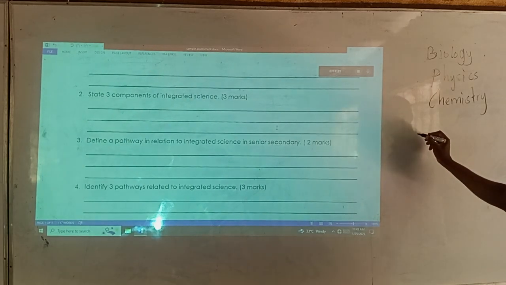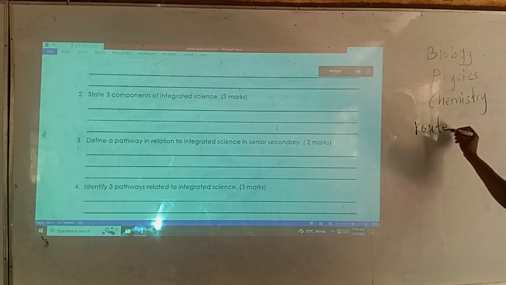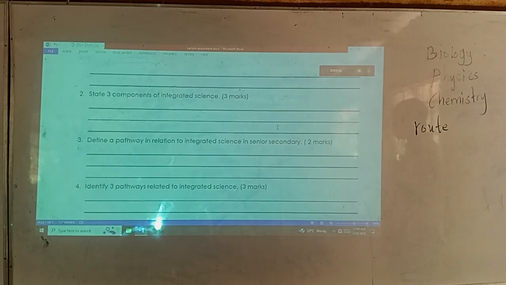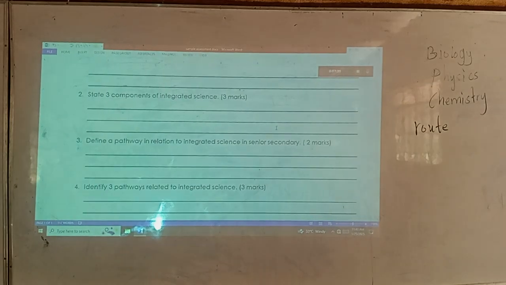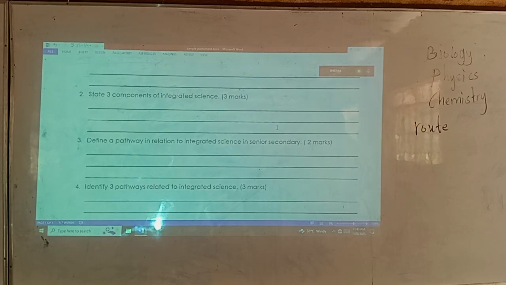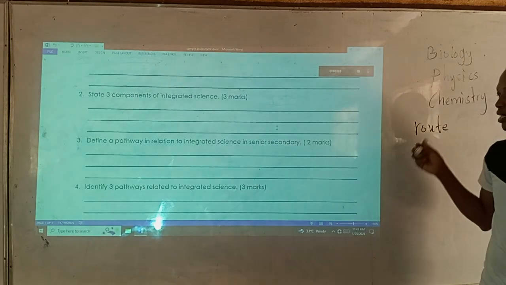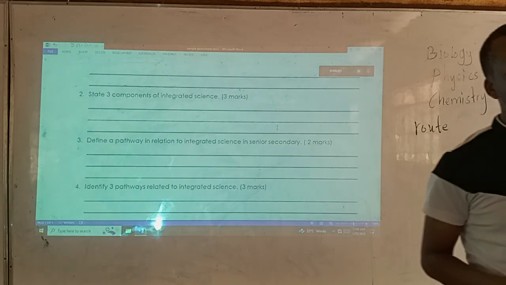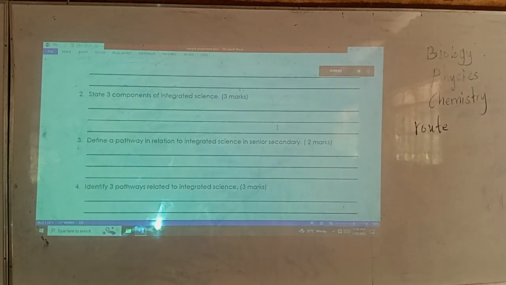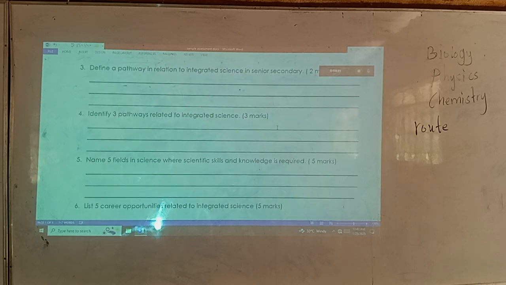It is an academic route that a learner follows after gaining, can you repeat it? Academic route that can lead a learner to a profession after gaining skills and knowledge. That is good. Now this takes us to question 4.